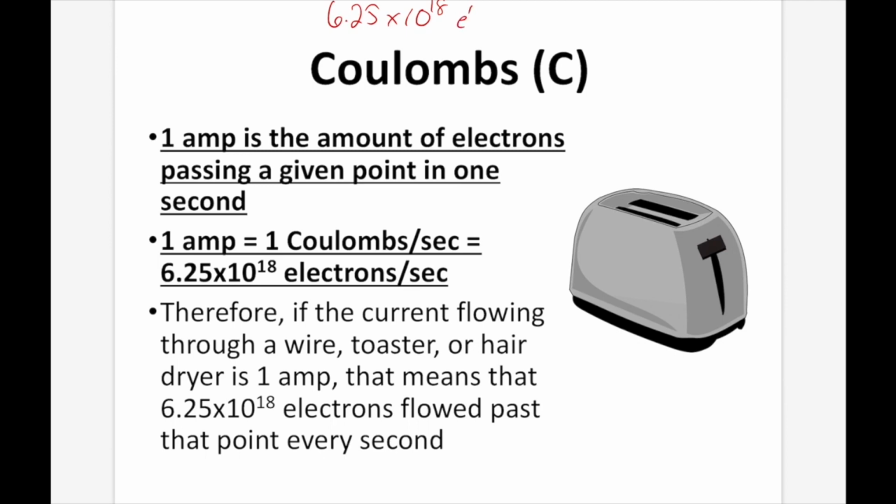Let's think of it like a turnstile, like you see in an event. So you need to have this many electrons passing this point every second. And if you do, then that equals 1 amp. If you have 2 times that amount, then you'll get 2 amps, and so on and so on. Therefore, if the current flowing through a wire, toaster, or hairdryer is 1 amp, you're going to have 6.25 times 10 to the 18 electrons flowing past that point every second.